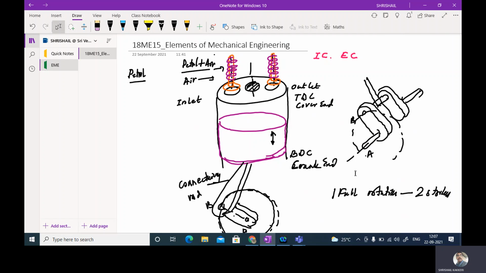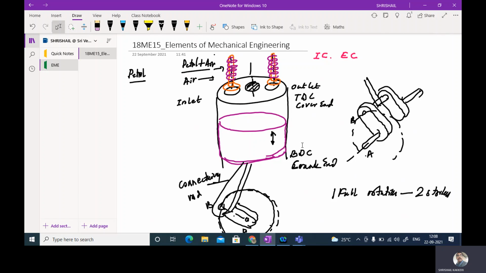Since this engine performs 2 complete rotations of the crankshaft or 4 strokes of the piston, and the power will be developed, this is called the 4-stroke engine. And in this 4-stroke petrol engine, what are those 4 strokes? The suction stroke, the compression stroke, the working stroke or expansion stroke, and the exhaust stroke. During this suction stroke, the inlet valve will be opened and the exhaust valve will be closed. The proportionate or metered quantity of air and fuel mixture will be entering into the engine cylinder.